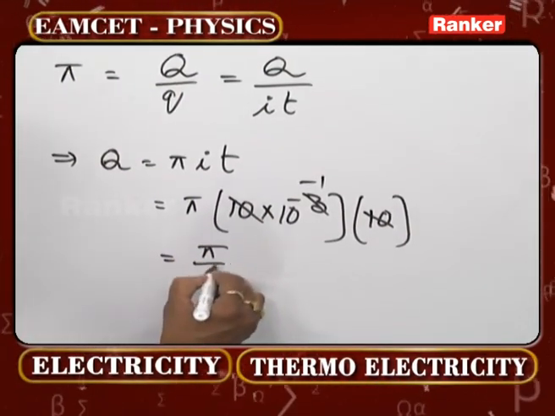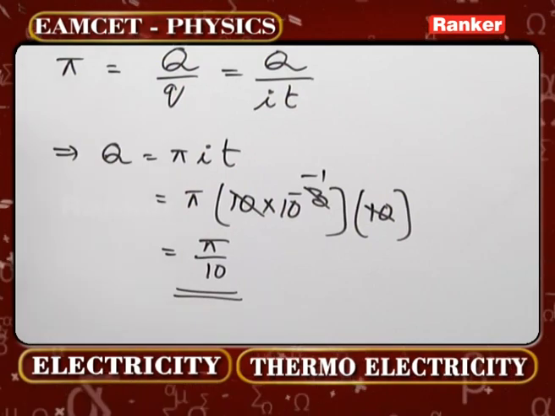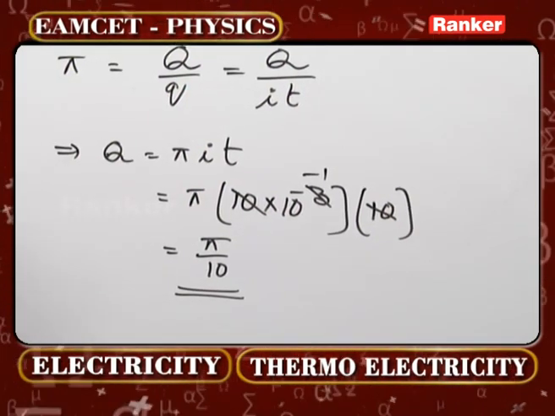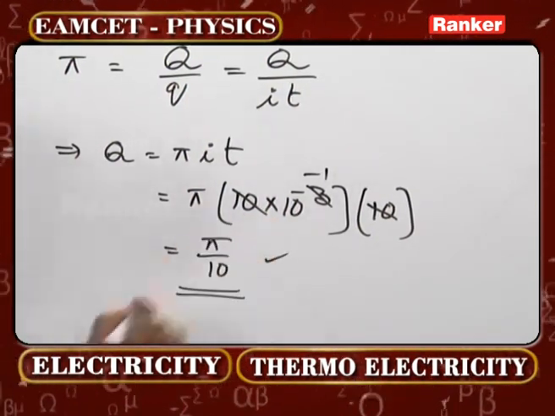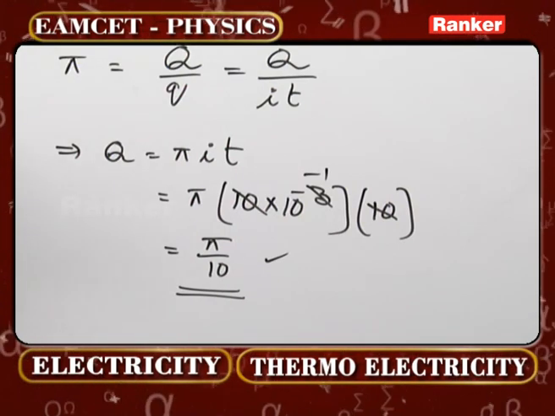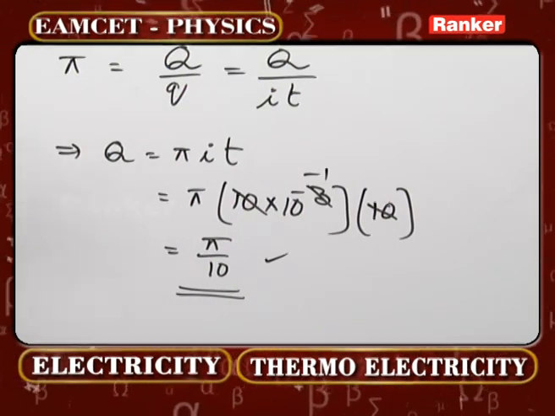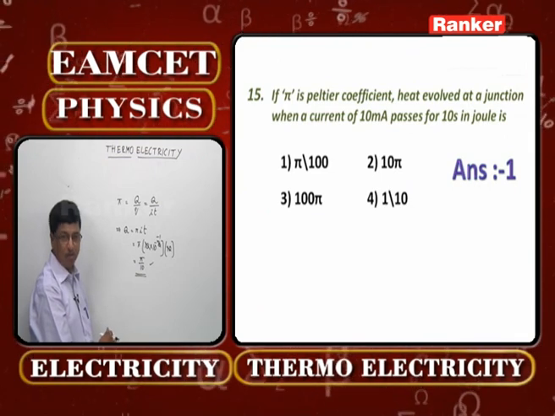So it should be pi by 10. It should not be pi by 100. It should be pi by 10. The very first option itself is correct for that. Answer is going to be the first one. It should be pi by 10. That is the point you have to remember.